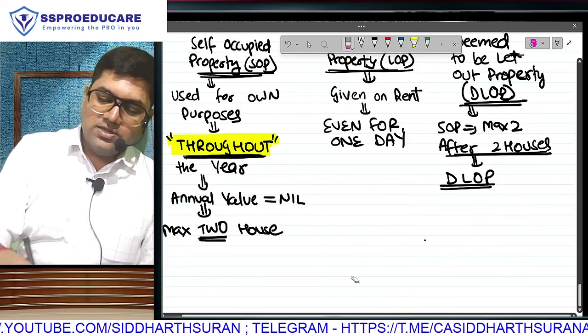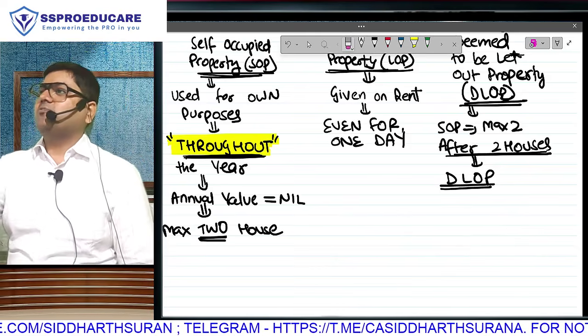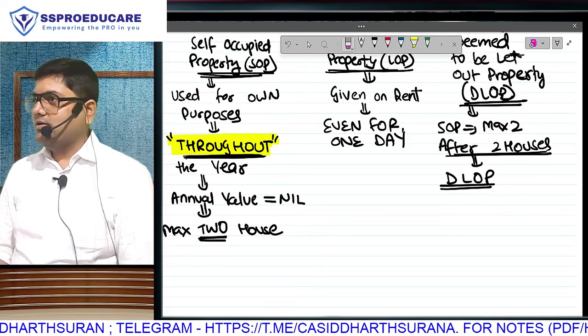So listen, supposingly you have a जोड़ी flat in Mumbai and a जोड़ी flat in Delhi. There are 2 houses, both are SOP. They are not 4. Clear है?